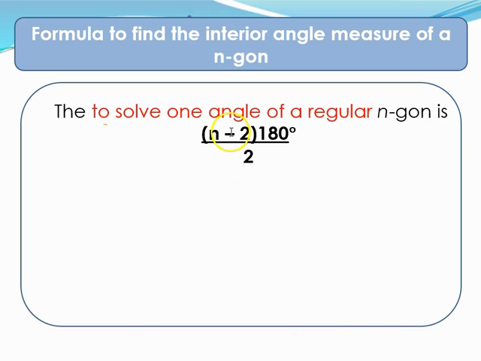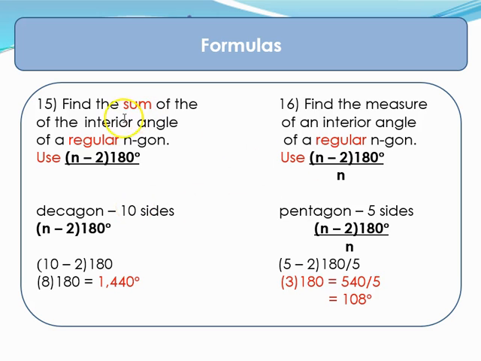Now to find just one of those angles in the polygon, we use the same formula, but we divide it by the number of sides. So this is what it would look like if we had a decagon with 10 sides and we're trying to find the sum of the angles. It would be 10 minus 2, which would be 8 triangles, times 180, which is 1440 degrees.